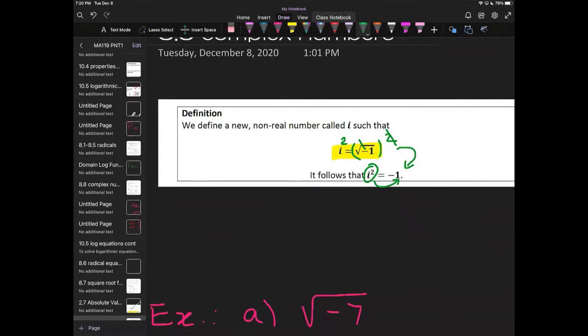So the important thing here is obviously the definition, but also that i squared is a real number. Though i is not a real number, when you square i, the result is a real number. So keep in mind that the square of i, the imaginary number, is -1.